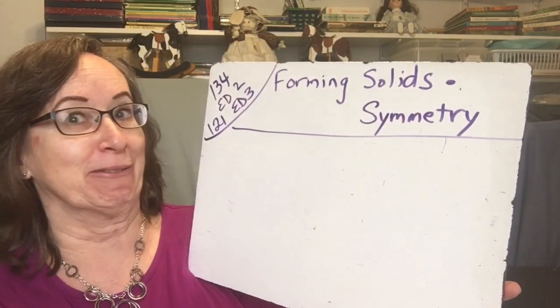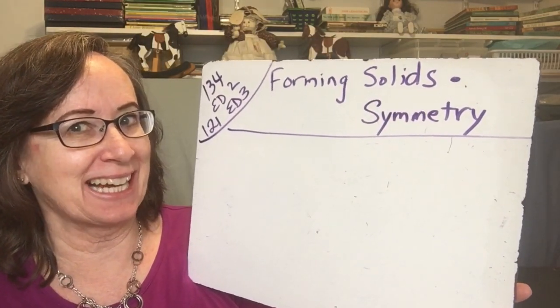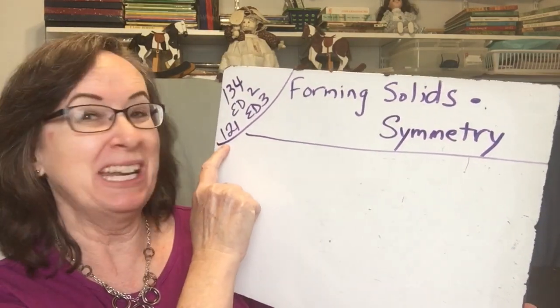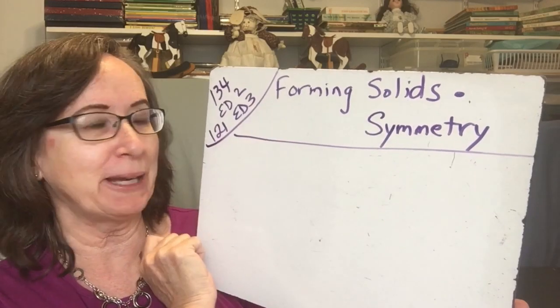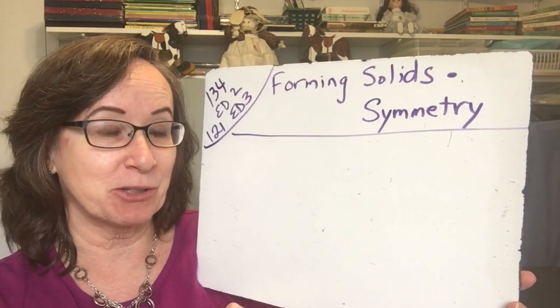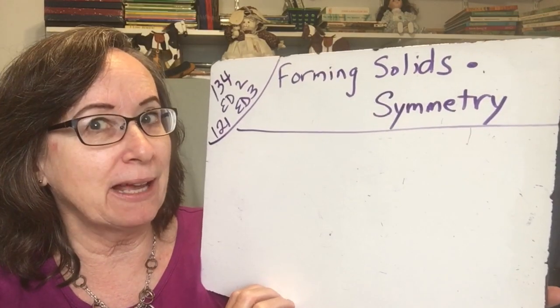Today, we're really getting close to the end of your textbook. 134 Edition 2, 121 Edition 3, and we're talking about forming solids and symmetry. Now, this is one of the sections that definitely has a lot of pictures in it, and so I'm going to be showing you some of these in your book.